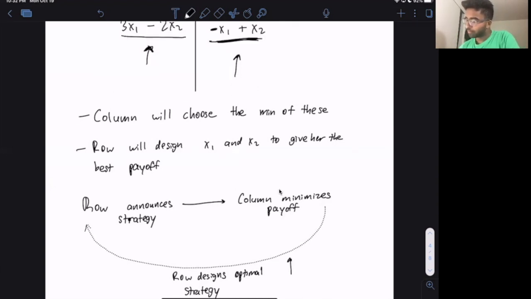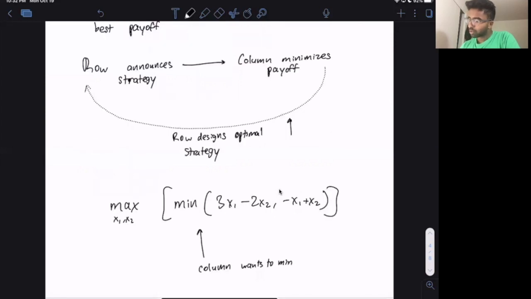But basically, again, Column has two options, right? Playing C or playing D. This is the expected payoff of C, this is the expected payoff of D. And Column is going to choose the minimum of those, right? So this value is literally what Column wants to minimize, and that's going to be the resulting entire value of the game, right?